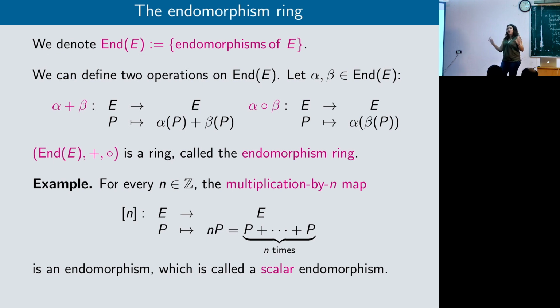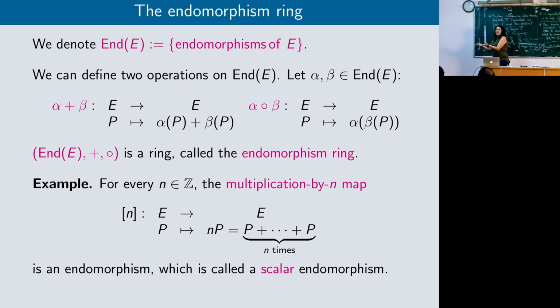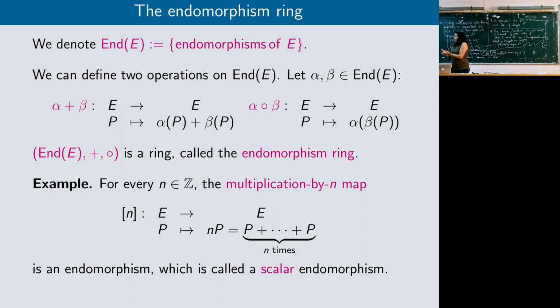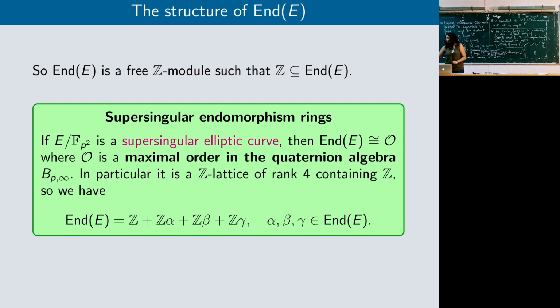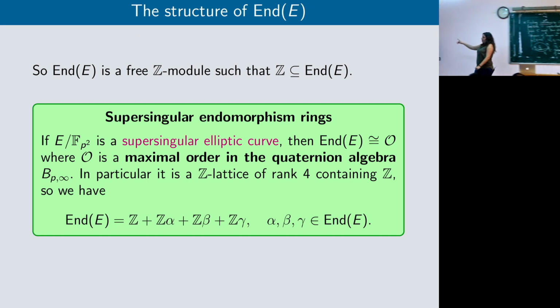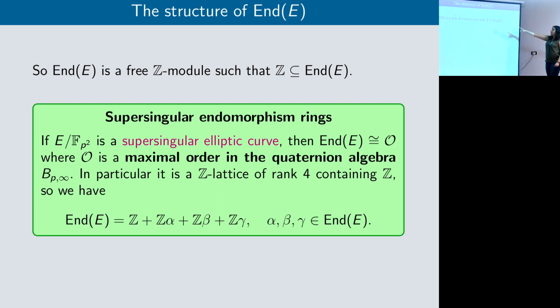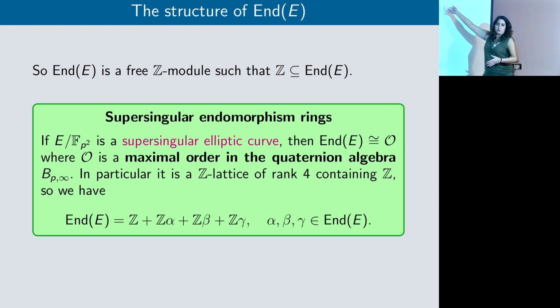So for every elliptic curve, you have this easy map, the multiplication by n. These endomorphisms are known, and we know everything about them, and we know that they will always be in our endomorphism ring. For what we said, it is easy to show that the endomorphism ring is a free module, so you can find a basis, and this module contains the ring of integers through some embedding.